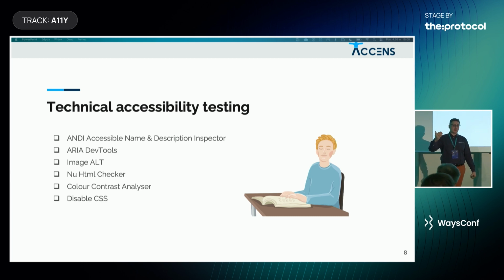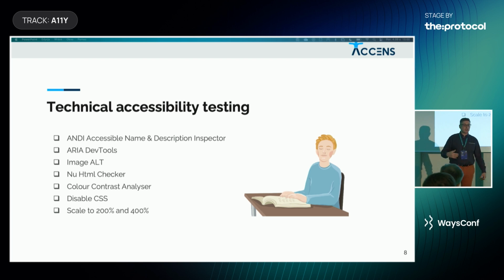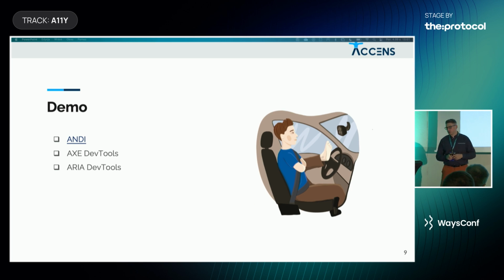As we are testing, we could also disable CSS and check how we can operate on our sites, because some people use the website as it is, some people are scaling the website to 200% to 400%, and if that's usable, so those are the techniques you can check on your product. And I will be interested how you find your product after such kind of test. So let's go to the demo. Hopefully everything will work.